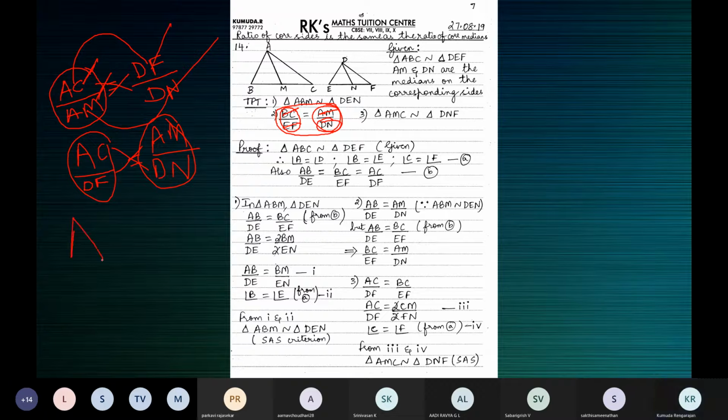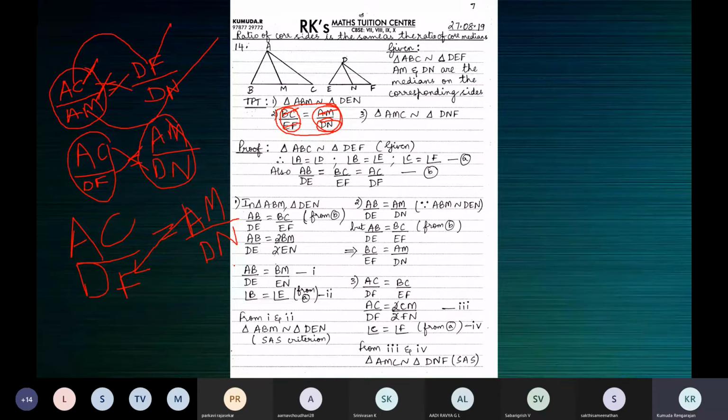Alternando. We know that AC by DF, the ratio of the corresponding sides, is equal to AM by DN. You can also extend this. If you bring this down here and take this up here, AC by AM is equal to DF by DN, which is also fine, as long as you can cross multiply and get the same result.